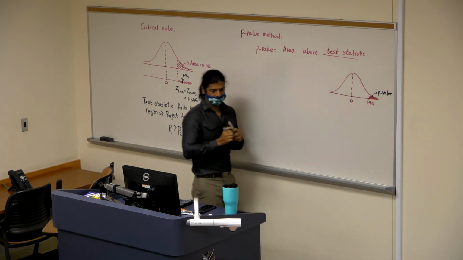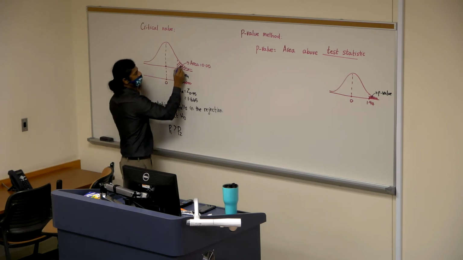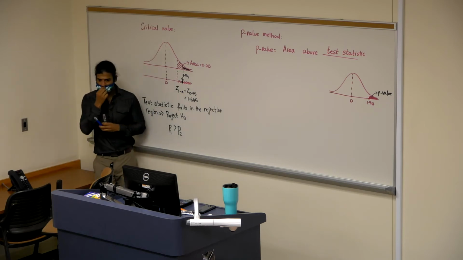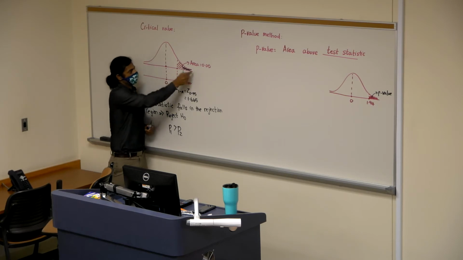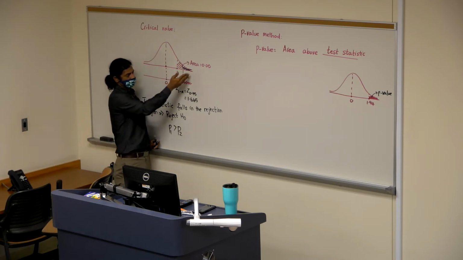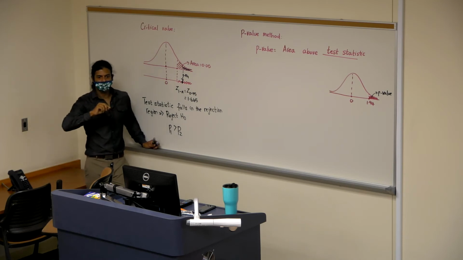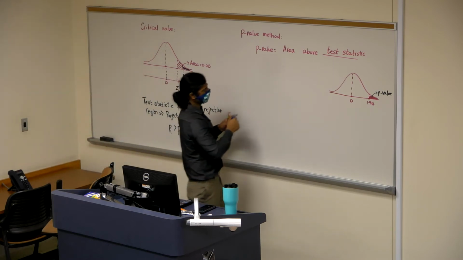Don't confuse that area with alpha. So the p-value is the area above the test statistic. So even before we start the problem or plug it in the calculator, the area for alpha is 0.05, which is shaded in red. The area above the test statistic is shaded in black. So would we expect that value to be less than 0.05 or greater than 0.05? Less than 0.05.